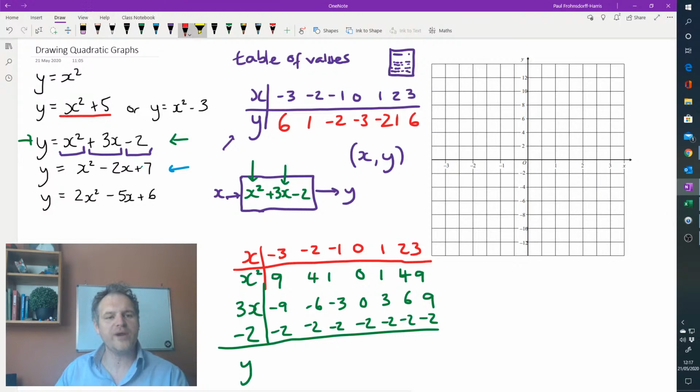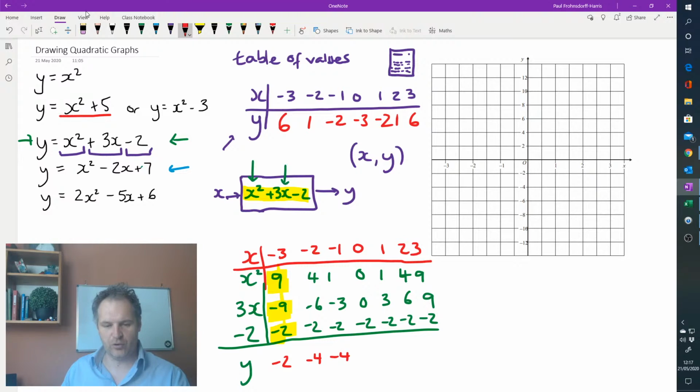So what we now need to do to find out what the output is, remember we've got inputs and outputs. We're going to add those 3 numbers together because the thing says x squared plus 3x minus 2. So 9 take away 9 is nothing. Take away 2 is -2. 4 take away 6 is -2. Take away 2 more is -4. 1 take away 3 is -2. Take away 2 more is -4.